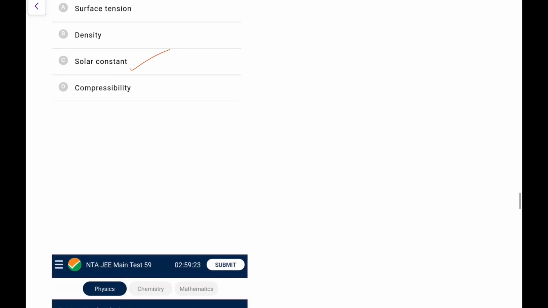The physical quantity which has the dimensional formula M minus 1 T minus 3. Surface tension is not, because surface tension is force per unit length, and that comes out as M T minus 2. Density cannot be, compressibility is dimensionless, so I'm only left with solar constant. You can try it if you wish, but don't do it in an exam if you are sure about the other options.